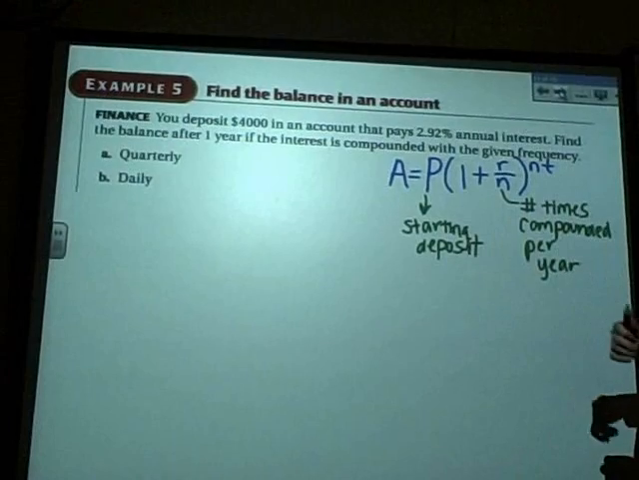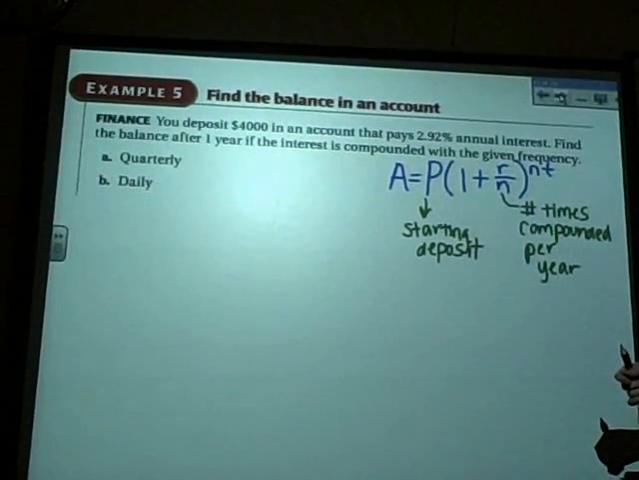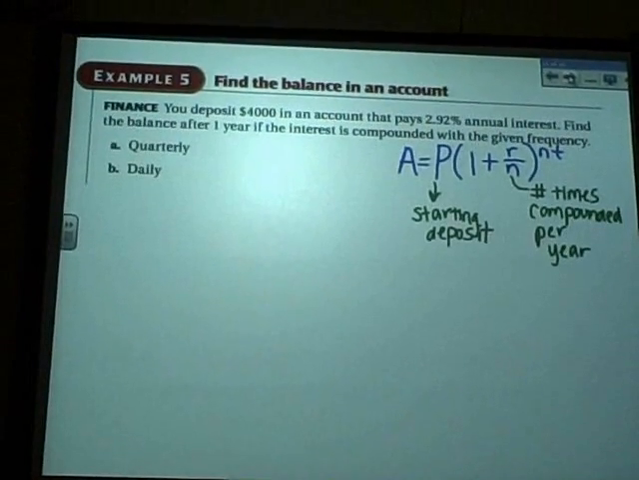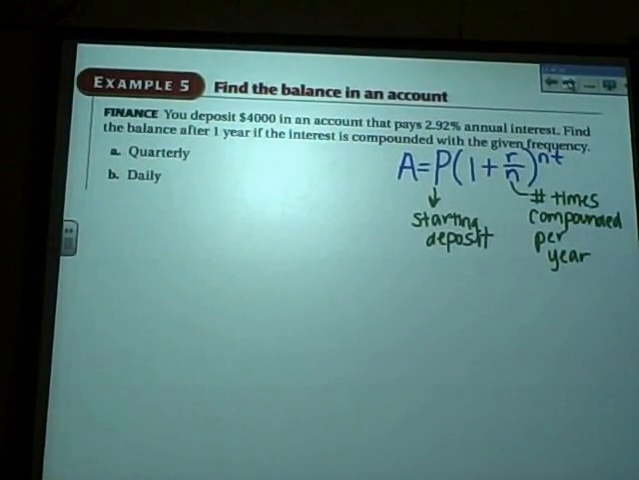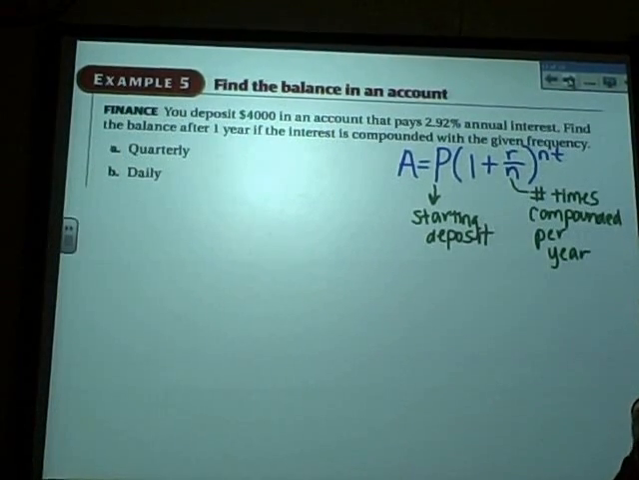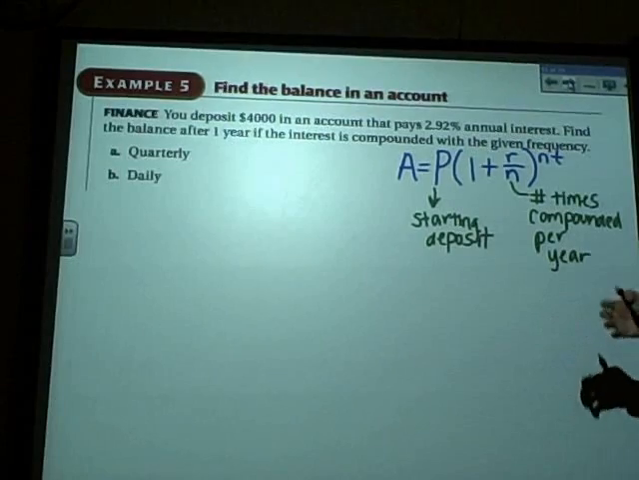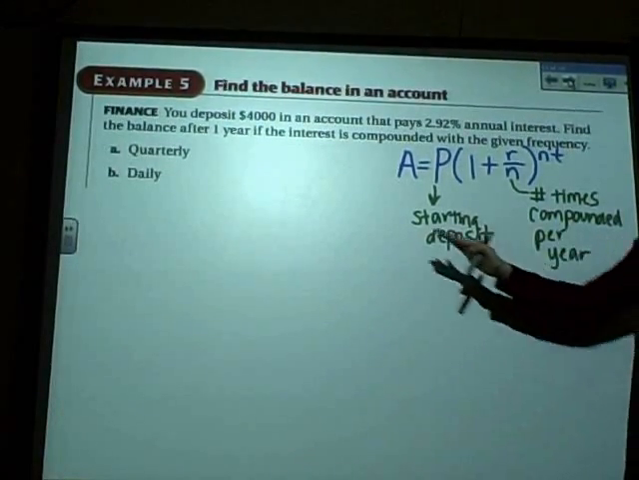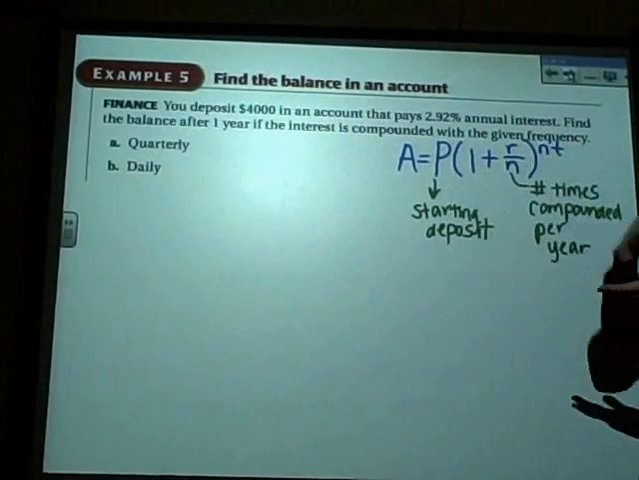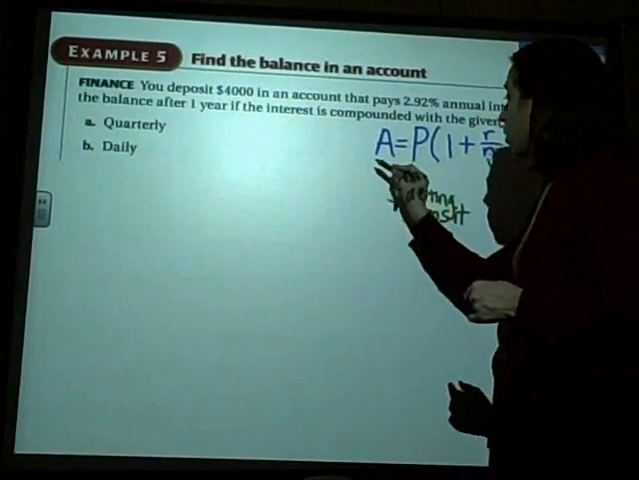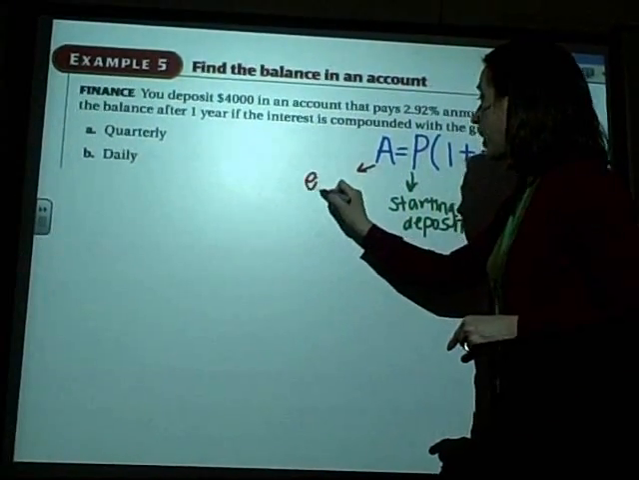Okay, so here's the problem. You deposit $4,000 in an account that pays 2.92% annual interest. Find the balance after 1 year if the interest is compounded with the given frequency. So A is quarterly. Okay, quarterly, if you think of the word quarter, quarter is four. A quarter is in 4 pieces, or I think of 4 quarters to $1, however you look at that. But this means that 4 times a year, we're going to have interest added onto our balance and to our interest.